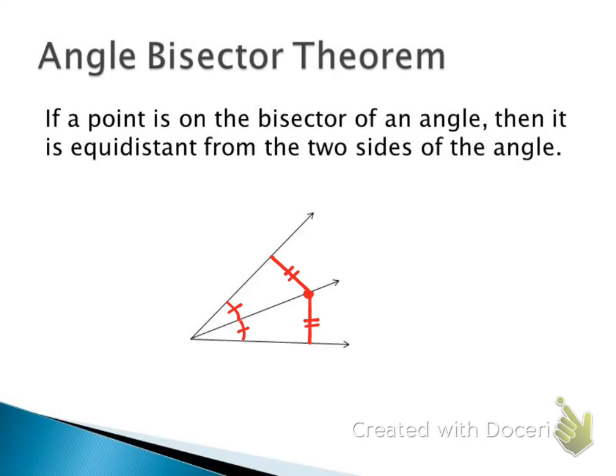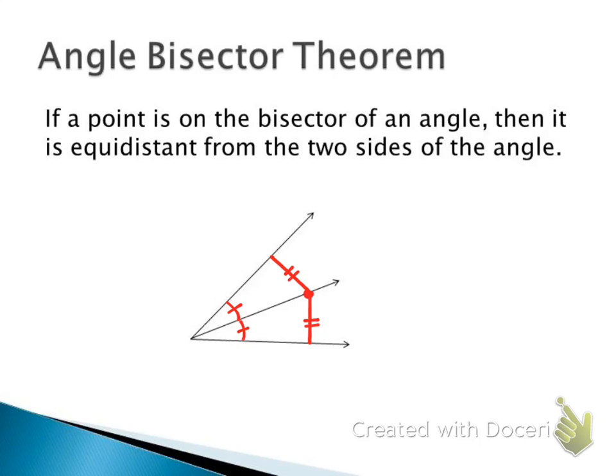Alright, let me recap in case you missed it. So, if you have an angle bisector, these two angles are congruent. That's the definition of an angle bisector. This theorem says if you pick a point anywhere on that bisector, it's equidistant, which means it's the same distance to the outside of the angle. So this segment that I just drew is congruent to this segment right here.